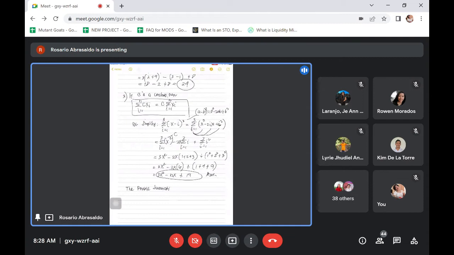Double summation. So we have the symbol double summation of i, where i is from 1 to n, and j is from 1 to n. And this is called double summation.